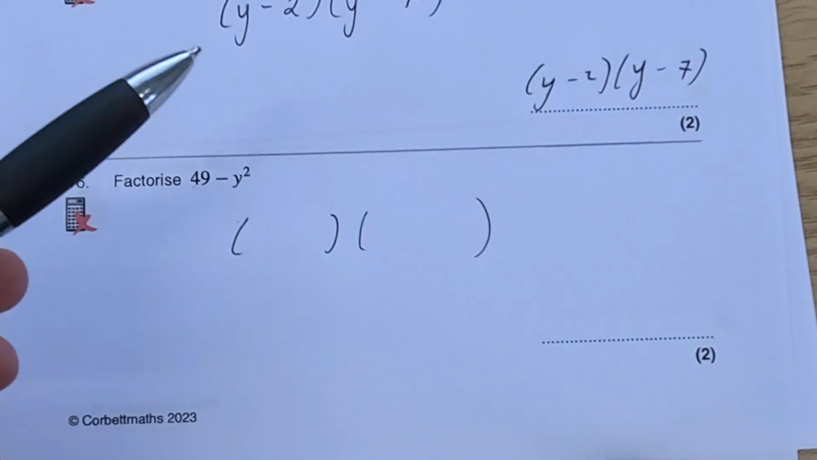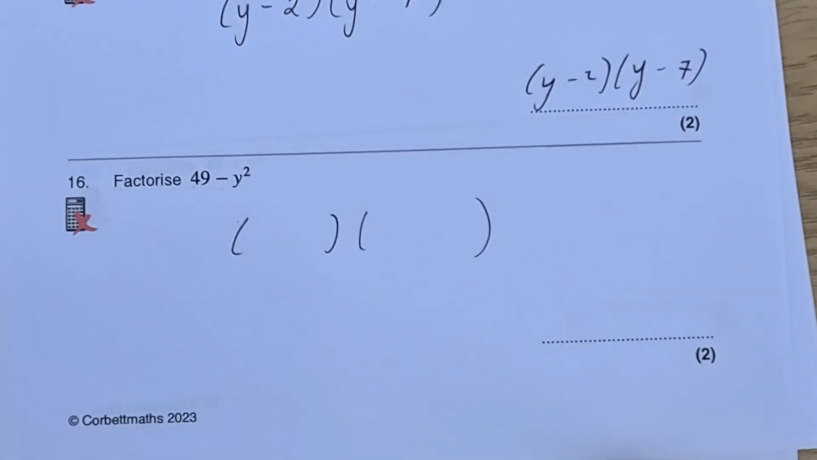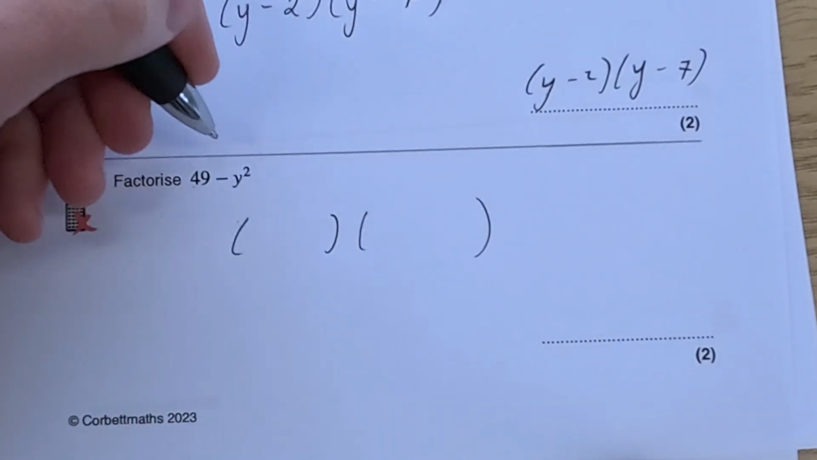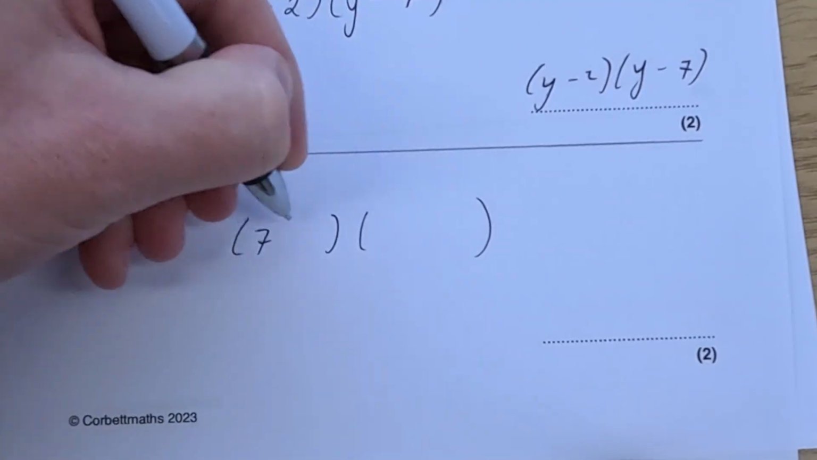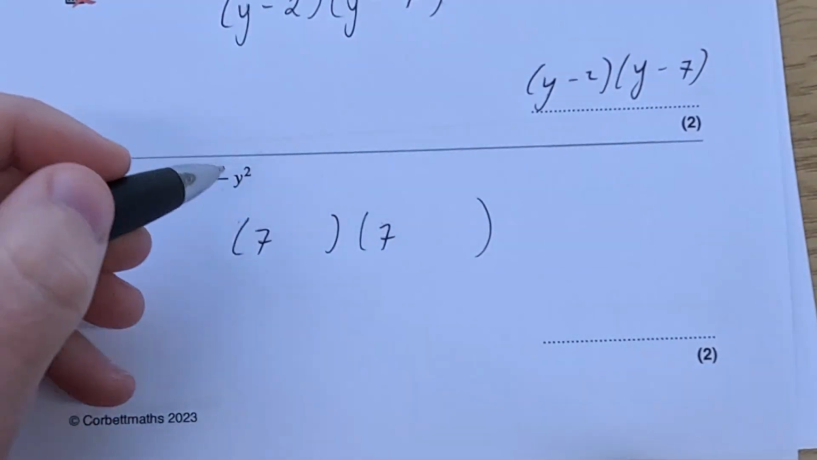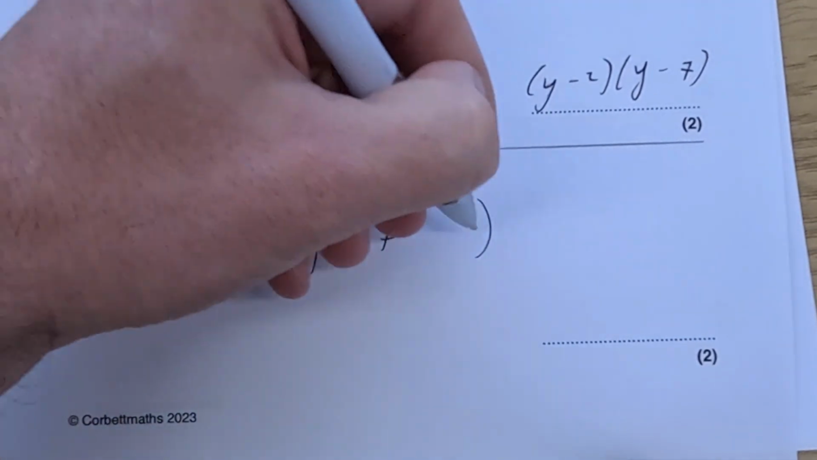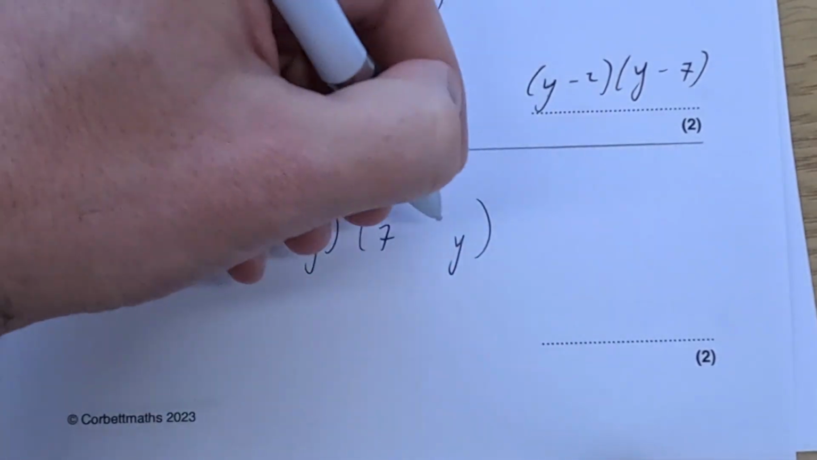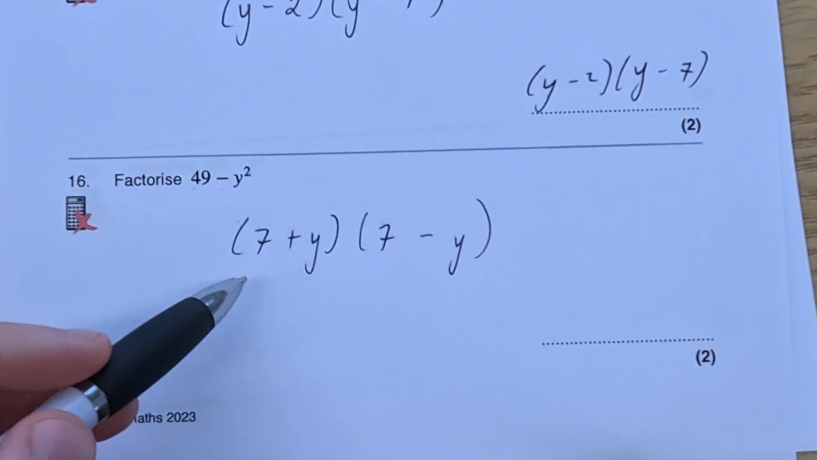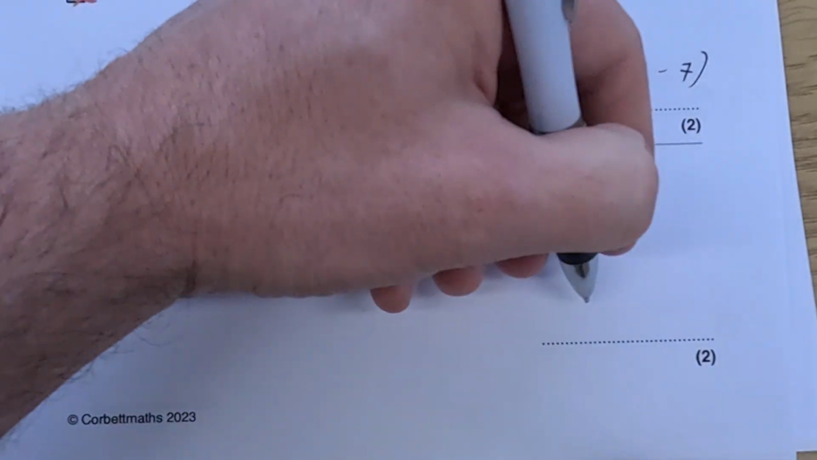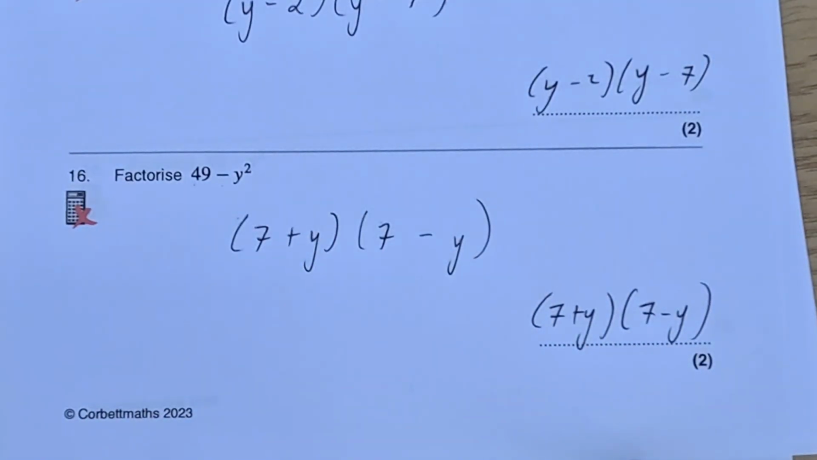We just square root them and put them in both brackets, one with a plus sign and one with a minus sign. So the square root of 49 is equal to 7, so we've got 7 at the front of both brackets. And then we've got y squared, so that'd be y and y, and then one with a plus sign and one with a minus sign. So it'd be 7 plus y and 7 minus y. And that's it, we've factorized it.